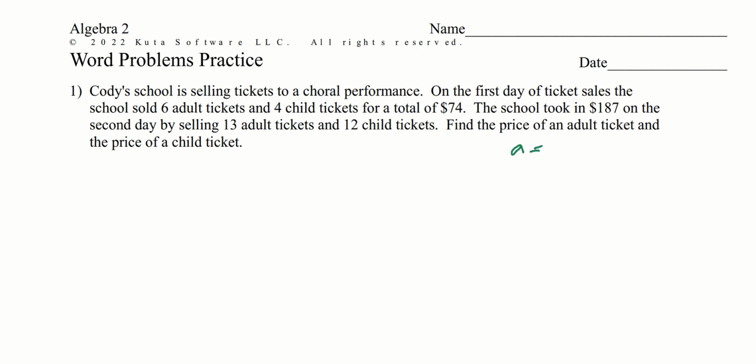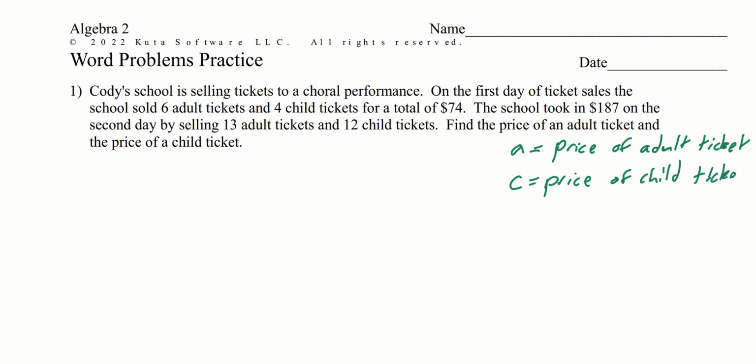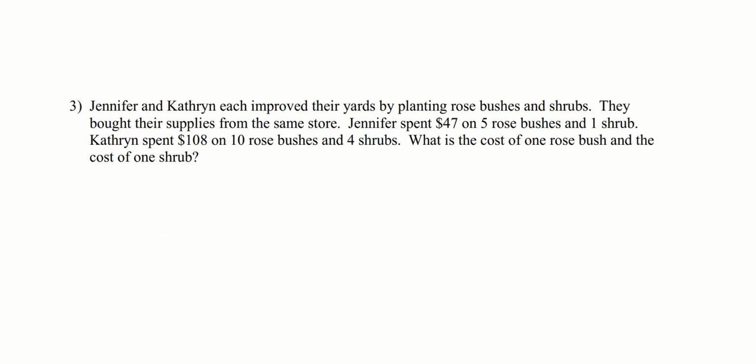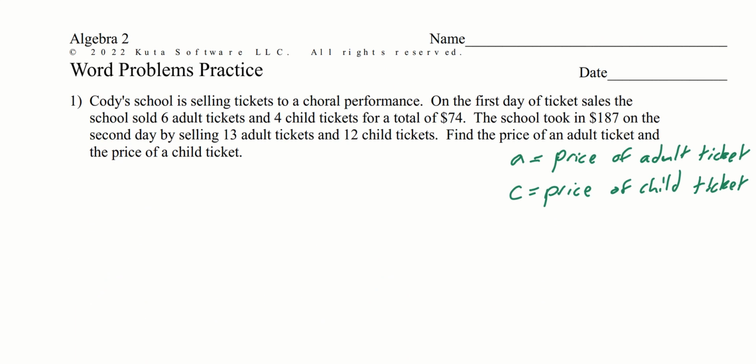So for instance, one of the things we need to find is the price of an adult ticket. So maybe we can represent that with the letter A. And then you also need to find the price of a child ticket. So maybe we can represent that with the letter C. So I would start there because it's helpful to understand what we're trying to find by the end of this.